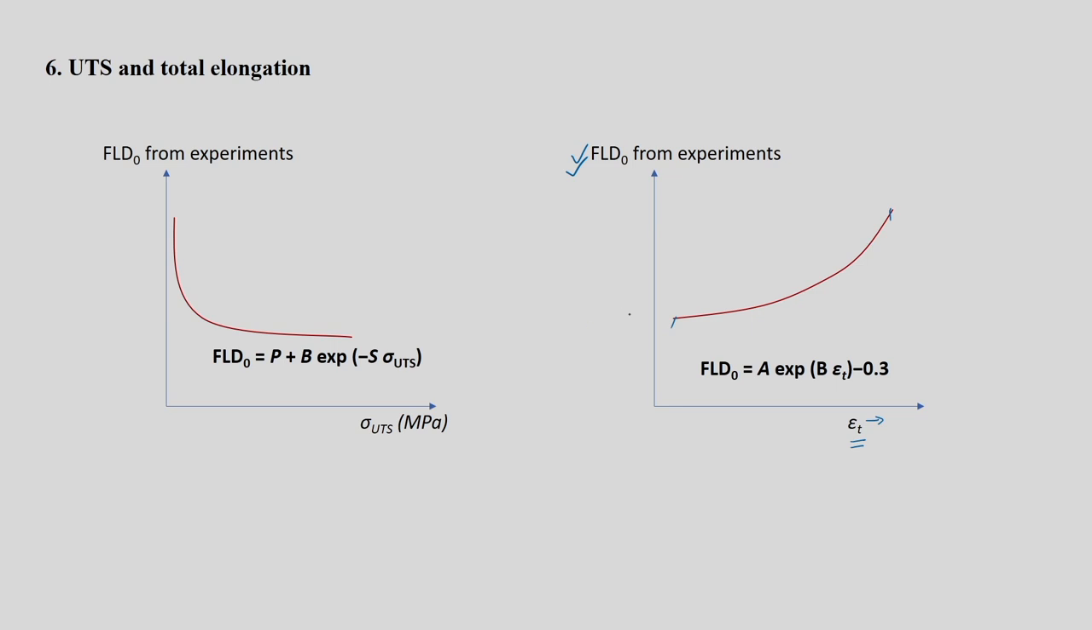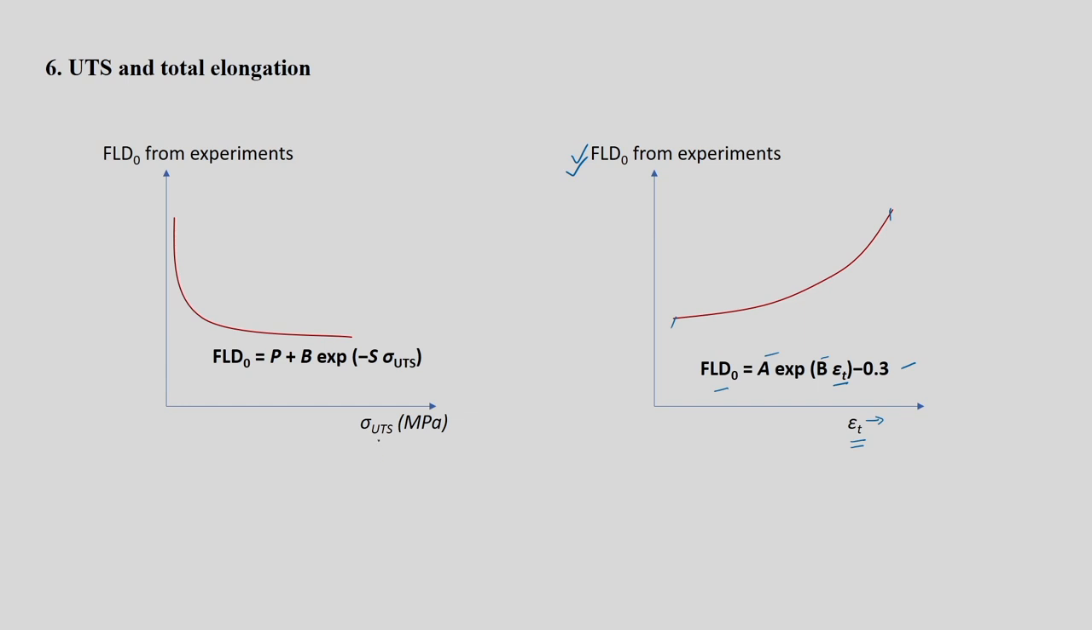Just schematically I have drawn, and you can see that one can fit this type of equation. FLD 0 is A exponential B epsilon t minus 0.3. Epsilon t is nothing but total elongation. FLD 0 is nothing but limit strain in epsilon 1 in plane strain deformation. So, this A and B can change depending on the materials that you choose.